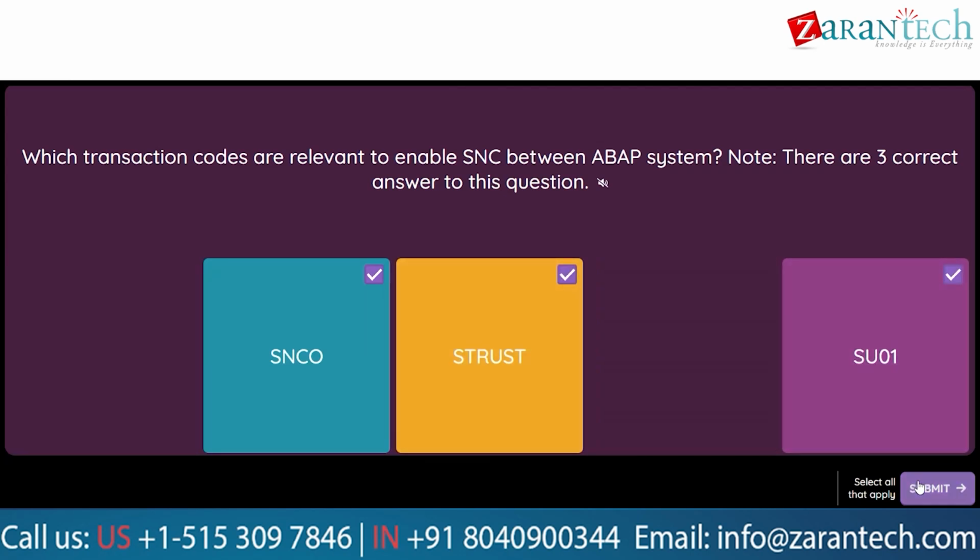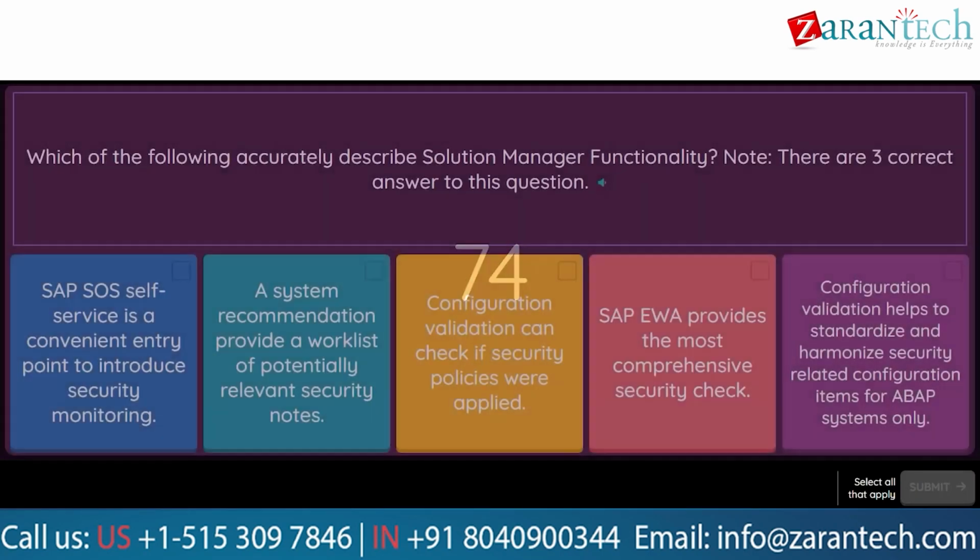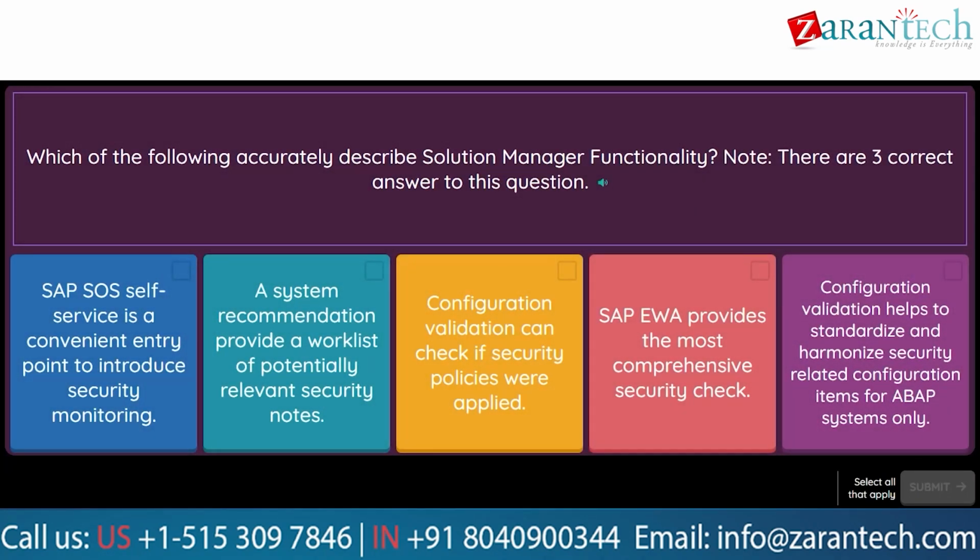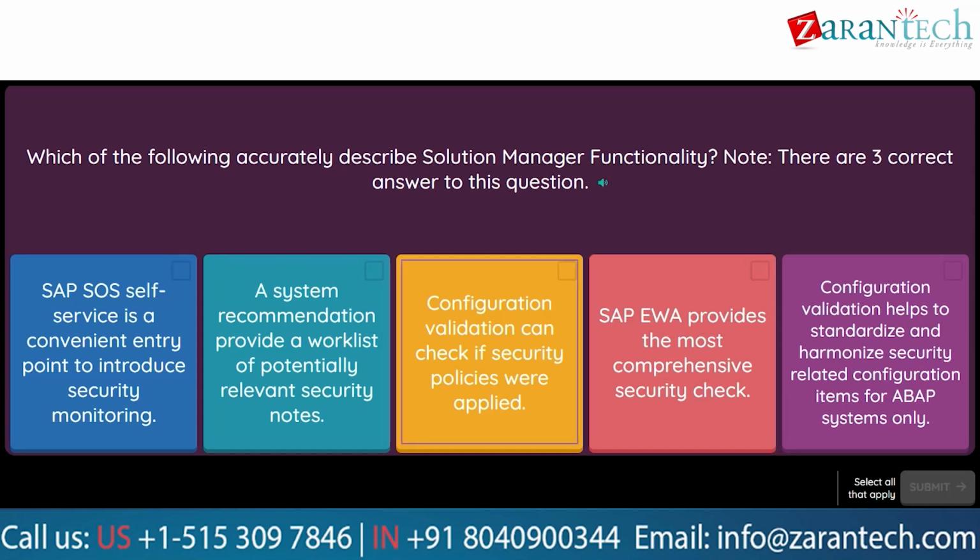Question: which of the following accurately describes Solution Manager functionality? Note, there are three correct answers to this question. Option 1: SAP EarlyWatch Alert self-service is a convenient entry point to introduce security monitoring. Option 2: a system recommendation provides a work list of potentially relevant security notes. Option 3: configuration validation can check if security policies were applied. Option 4: SAP AVA provides the most comprehensive security check. Option 5: configuration validation helps to standardize and harmonize security-related configuration items for ABAP systems only.